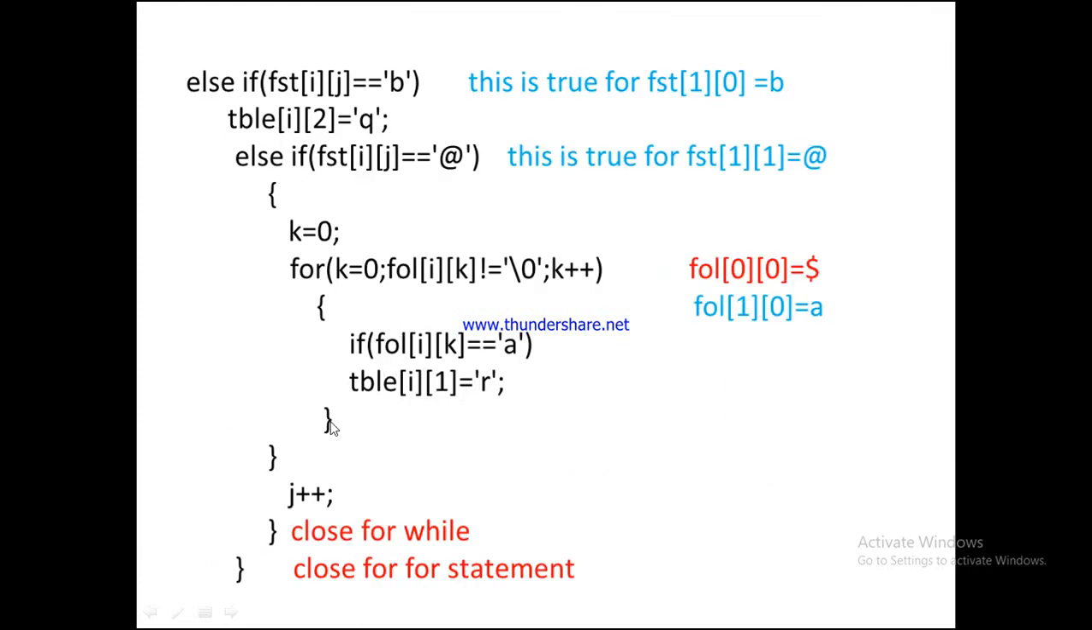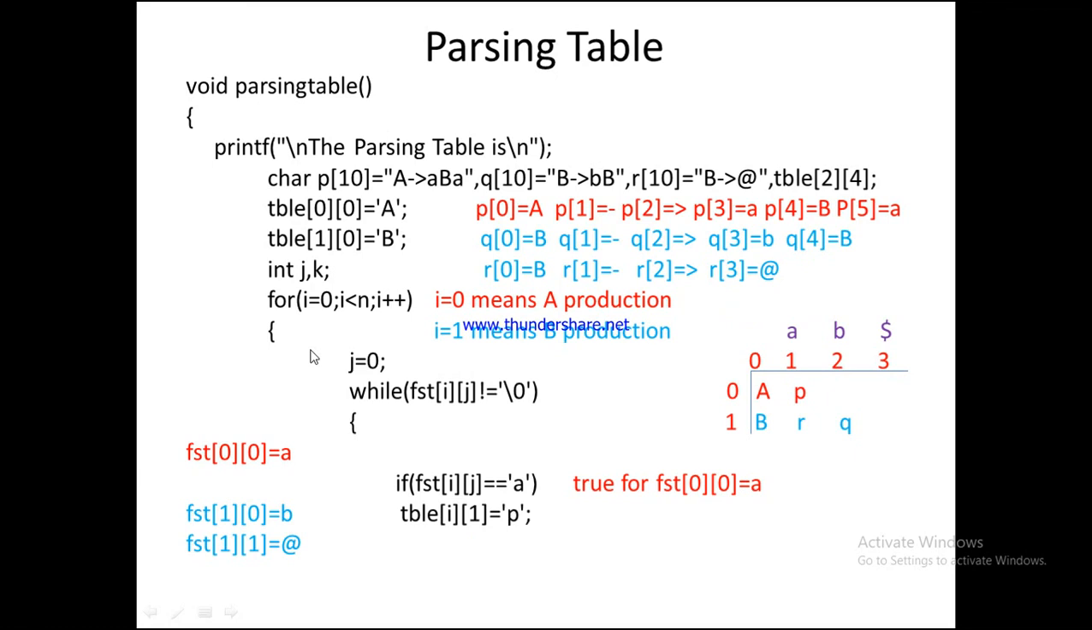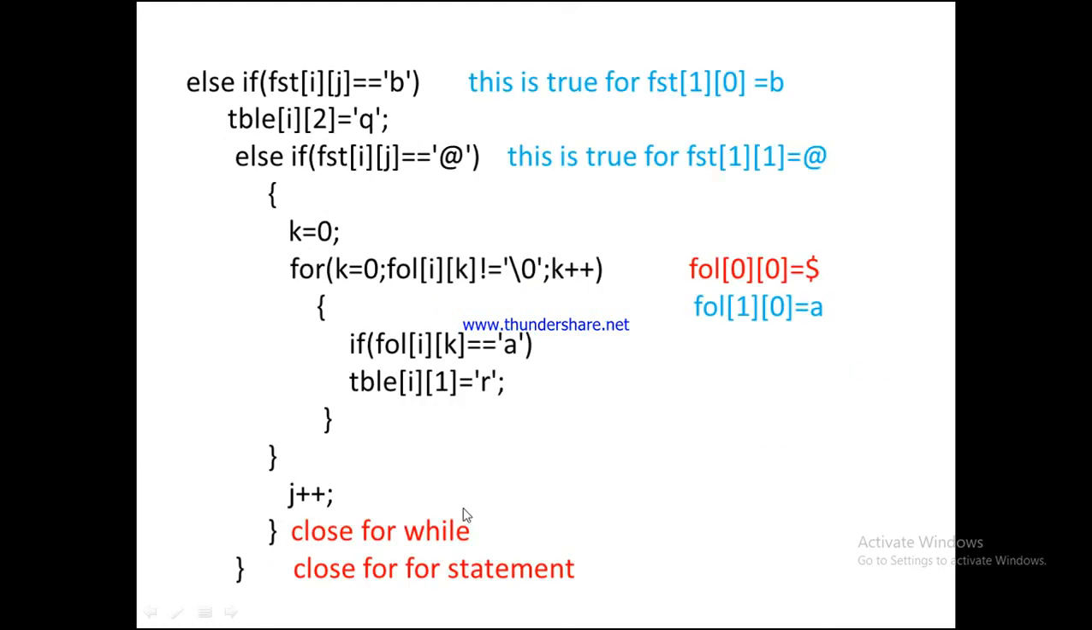Now again I'll come out of this for loop. I'll increment the k value by 1. Now I'll check whether 1 1 is null. Yes, after this nothing is there, which means follow of 1 1 will be null only. So this condition will become false, and I'll come out of this. Now j will be incremented. Now what is my 1 2? Anyhow 1 2 will have nothing, so it is equal to null. So I'll come out of this while loop.